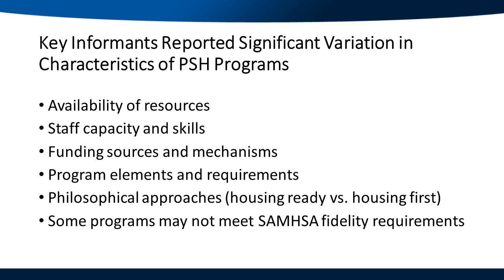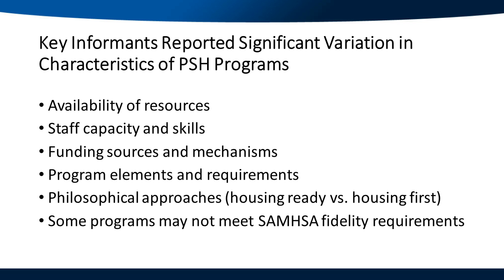What they found is, first of all, key informants essentially confirmed what was reported by the National Academy of Sciences, that there is significant variation in how permanent supportive housing is implemented. One of the most common comments is that the availability of resources varies significantly. There are some programs where providers have a good number of staff. They have staff that is highly qualified, and there are other smaller programs that are struggling to just get funding to provide their services, or that maybe their staff are not as qualified as those in other programs.